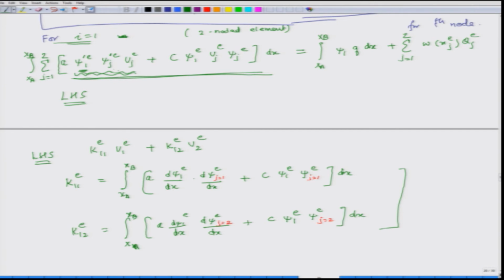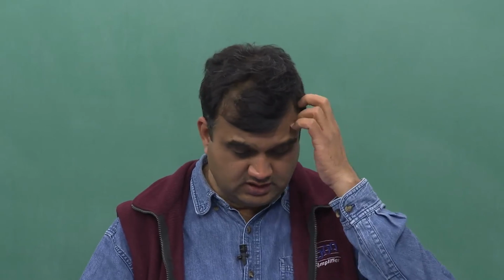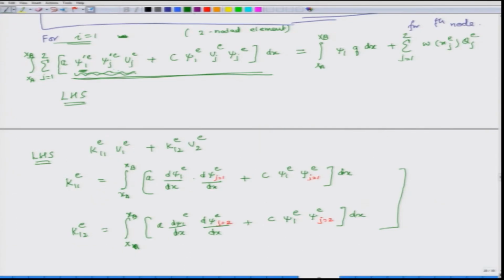I know the limits xa and xb because I know the physical boundaries of my eth element, its coordinates. I have broken it up and I know the values of xa and xb. I know a, it is given in the differential equation which I am trying to solve. I know psi 1, we have calculated it, the interpolation function, and I also know psi 2. So, I can differentiate it, so I also know its differentials. I know c, so I can integrate these two relations to get K11 and K12E.